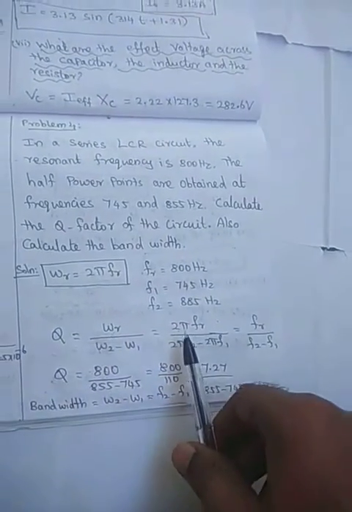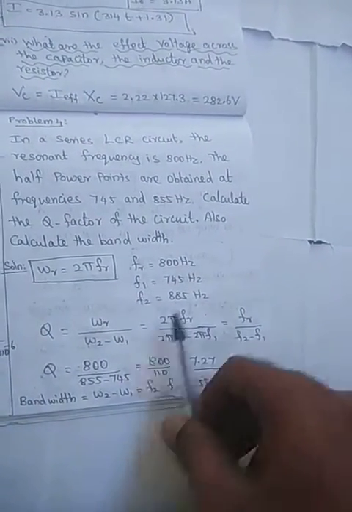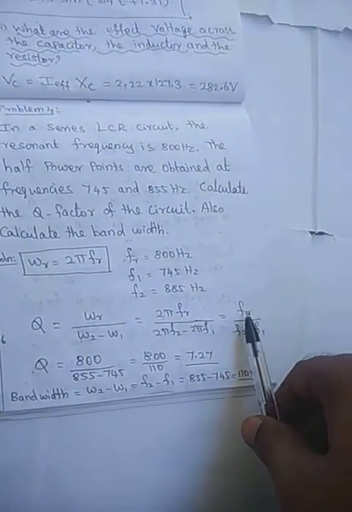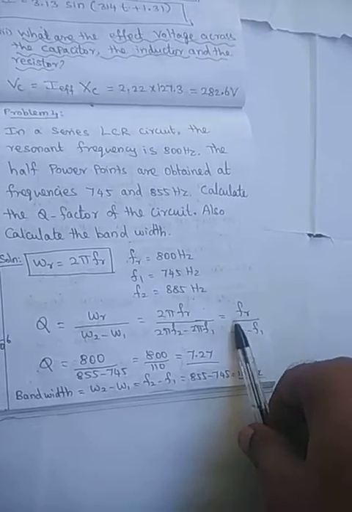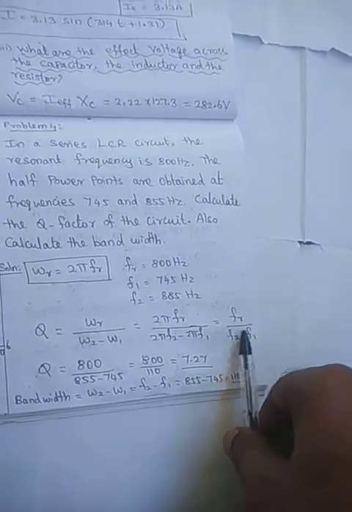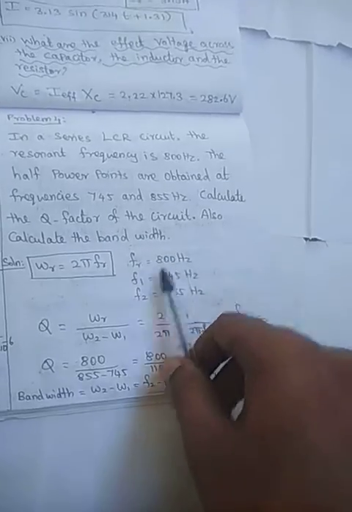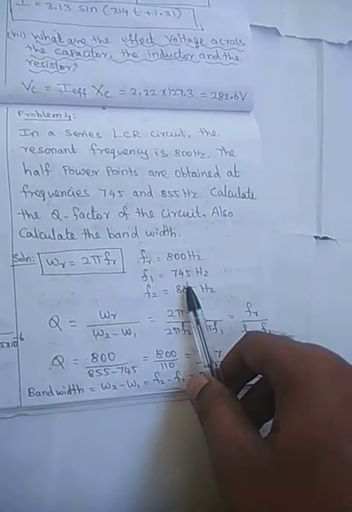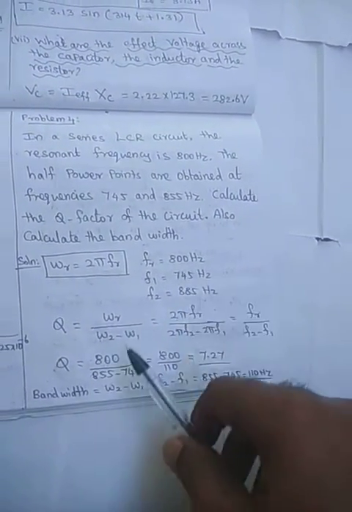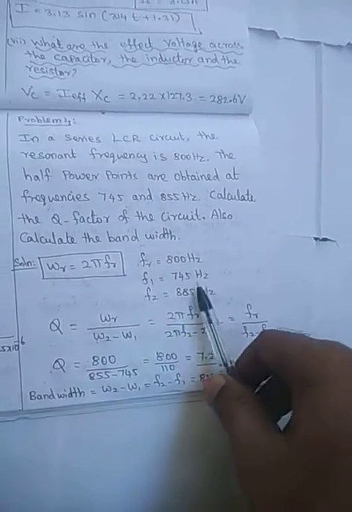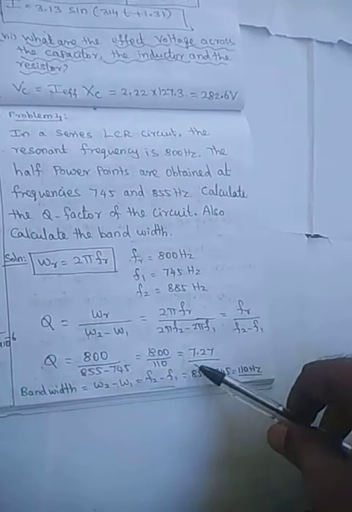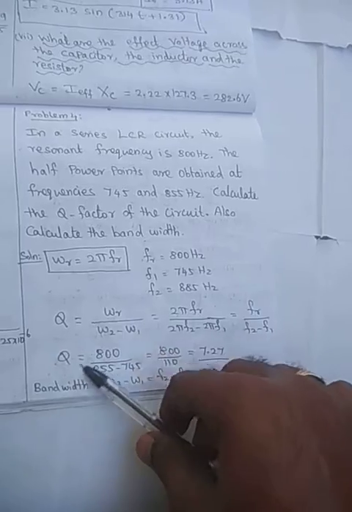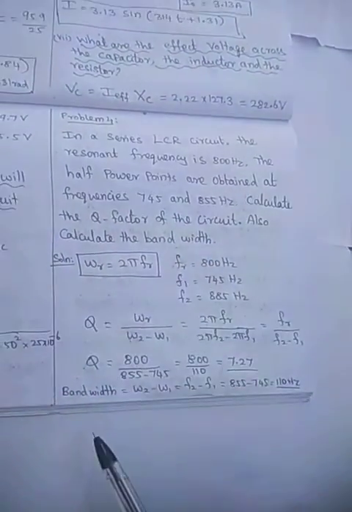Instead of omega you have to substitute 2 pi f. Taking 2 pi commonly outside, it gets cancelled. Then Q is equal to the resonance frequency fr divided by f2 minus f1. So substitute the fr value, that is the resonance frequency value, and the second half-power frequency value and the first half-power frequency value. We get an answer 7.27 as the Q factor of this LCR circuit.